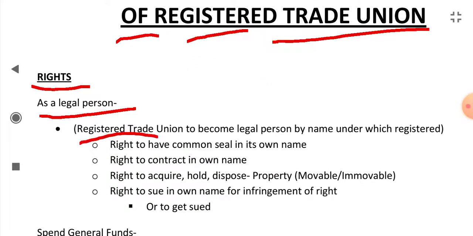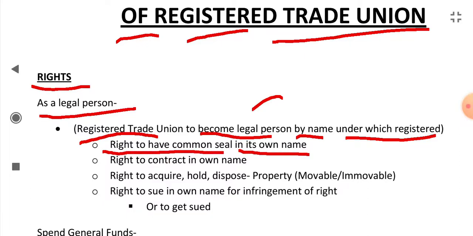A registered trade union becomes a legal person by the name under which it is registered. Under that name, it has the right to have a common seal in its own name.